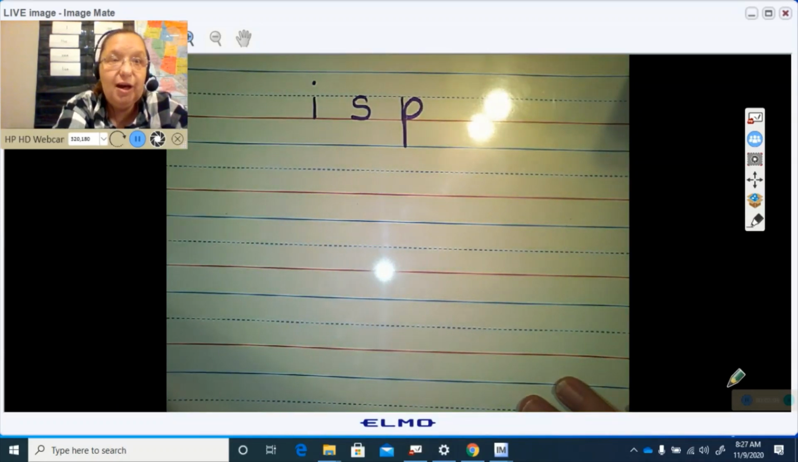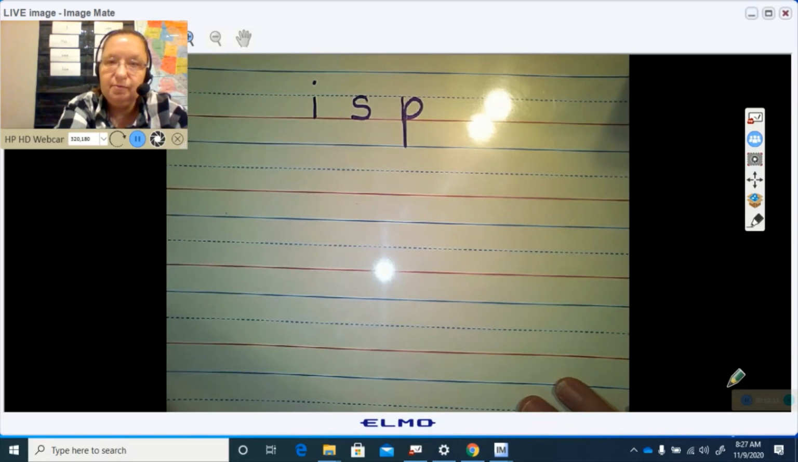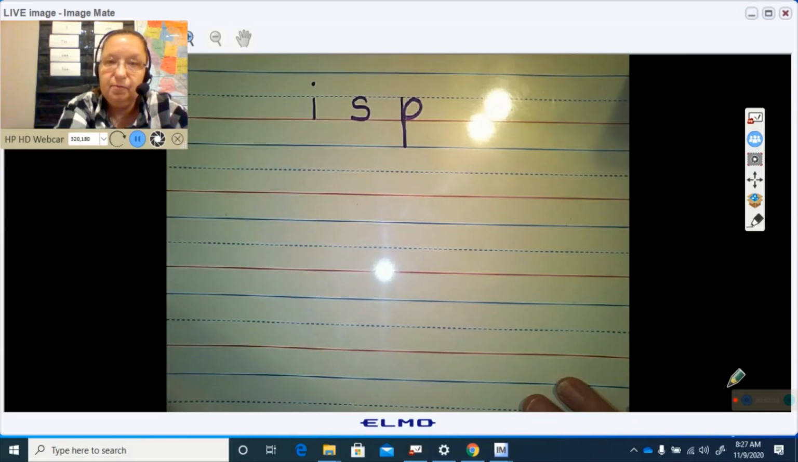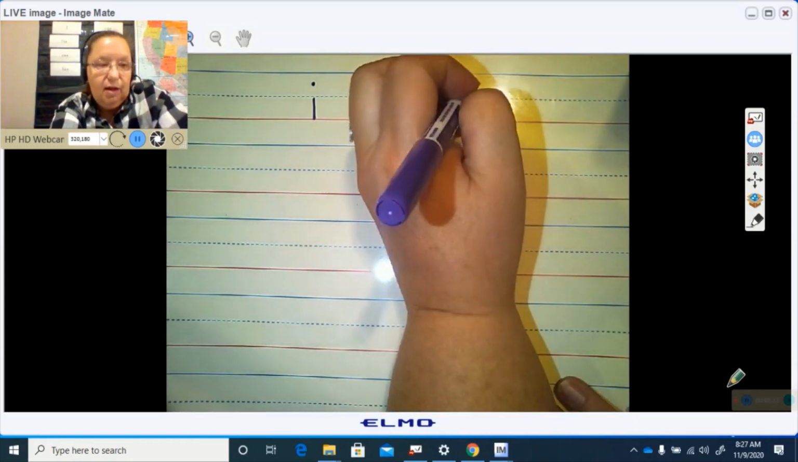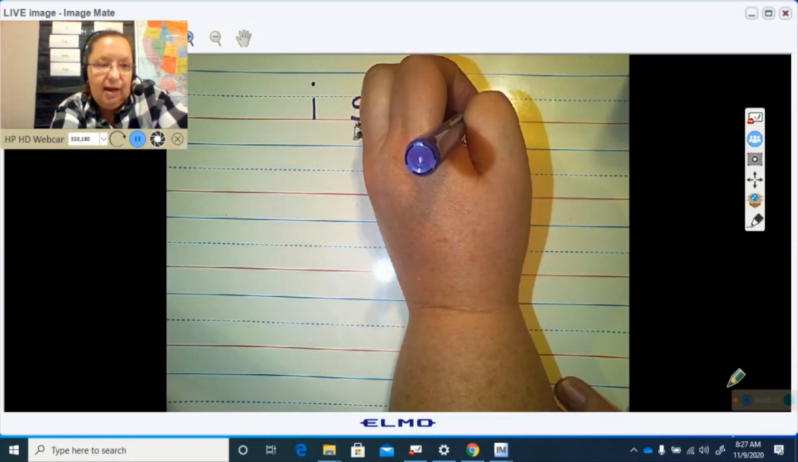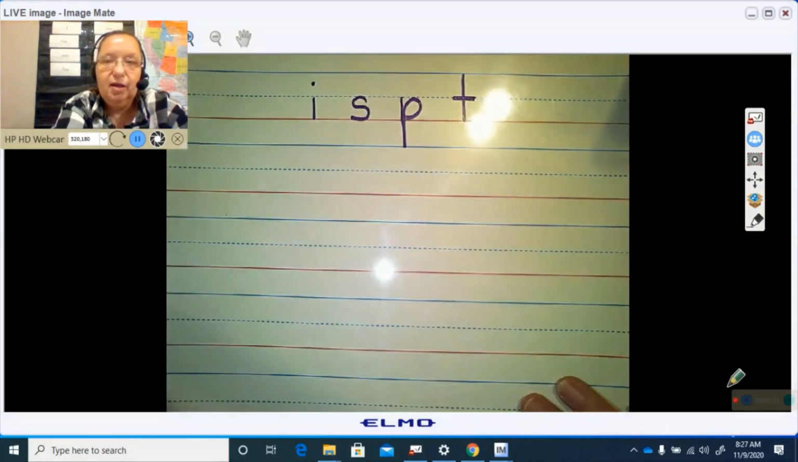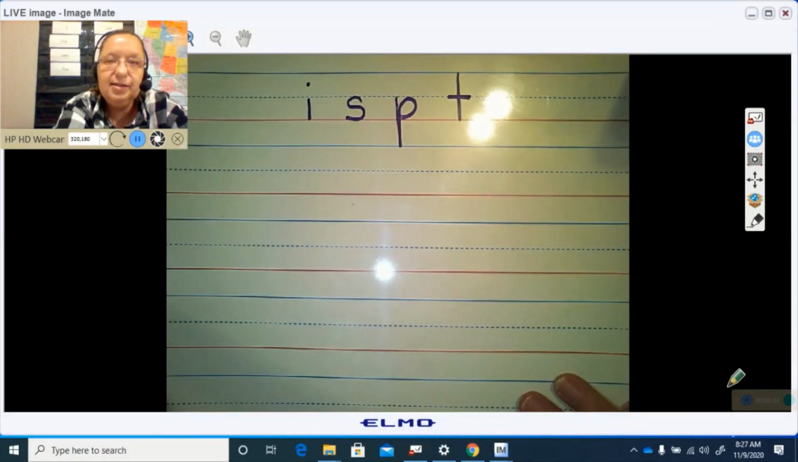Are you ready to try another one? Which letter makes the T sound? Did you write the letter T? Because T makes the T sound.